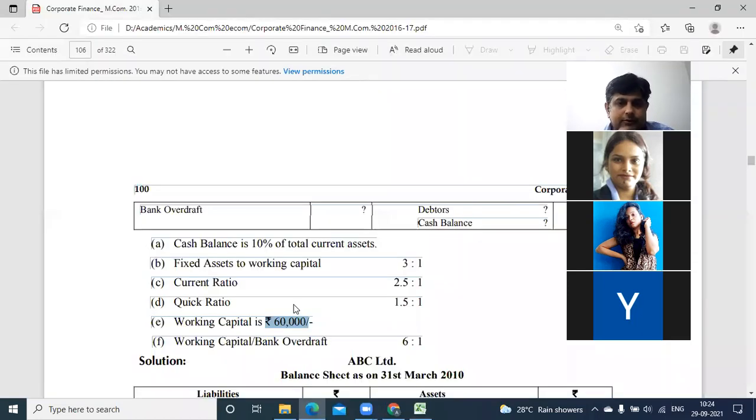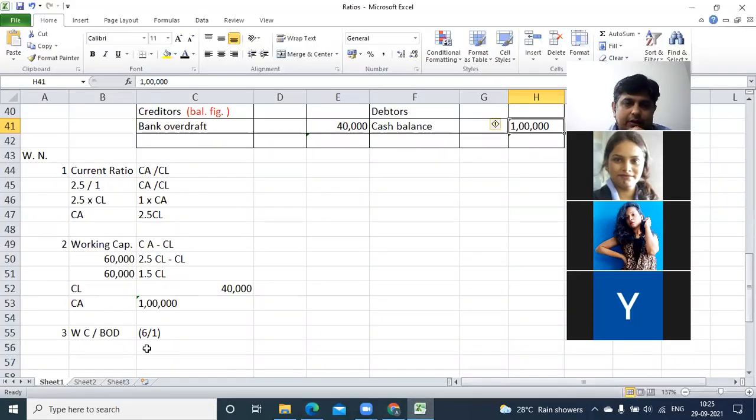Next, working capital to bank overdraft is given 6:1. Right. Working capital upon bank overdraft is equal to 6:1. Working capital है अपने पास, है कि नहीं? Only bank overdraft is not there. Is equal to 6:1 or 6.